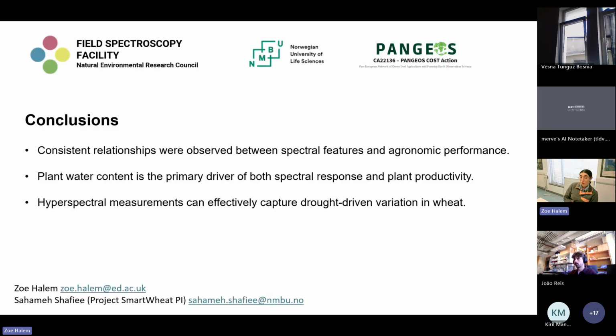Finally, some conclusions from all this. Across all of the analytical approaches, we observed consistent relationships between spectral features and agronomic performance. Plant water content is the primary driver of both spectral response and plant productivity. Hyperspectral measurements can effectively capture drought-driven variations in wheat, and overall these results demonstrate that field spectroscopy is a valuable component in multi-sensor phenotyping workflows for identifying drought-resilient wheat genotypes.